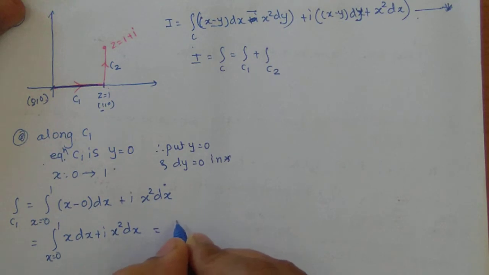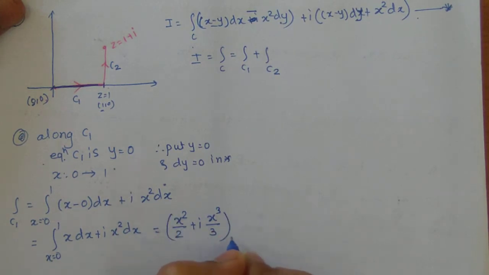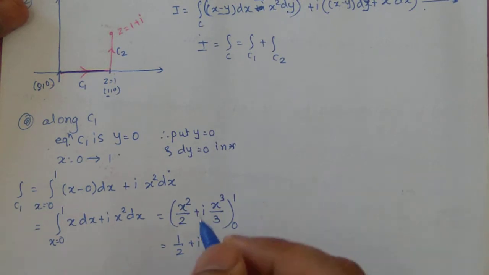Now what is the integration? The integration of x is x square upon 2, and the integration of x square is x cube upon 3, with limits from 0 to 1. Again, for the upper limit the term will survive, that is 1 by 2 plus i times 1 by 3. Now this is along C1.